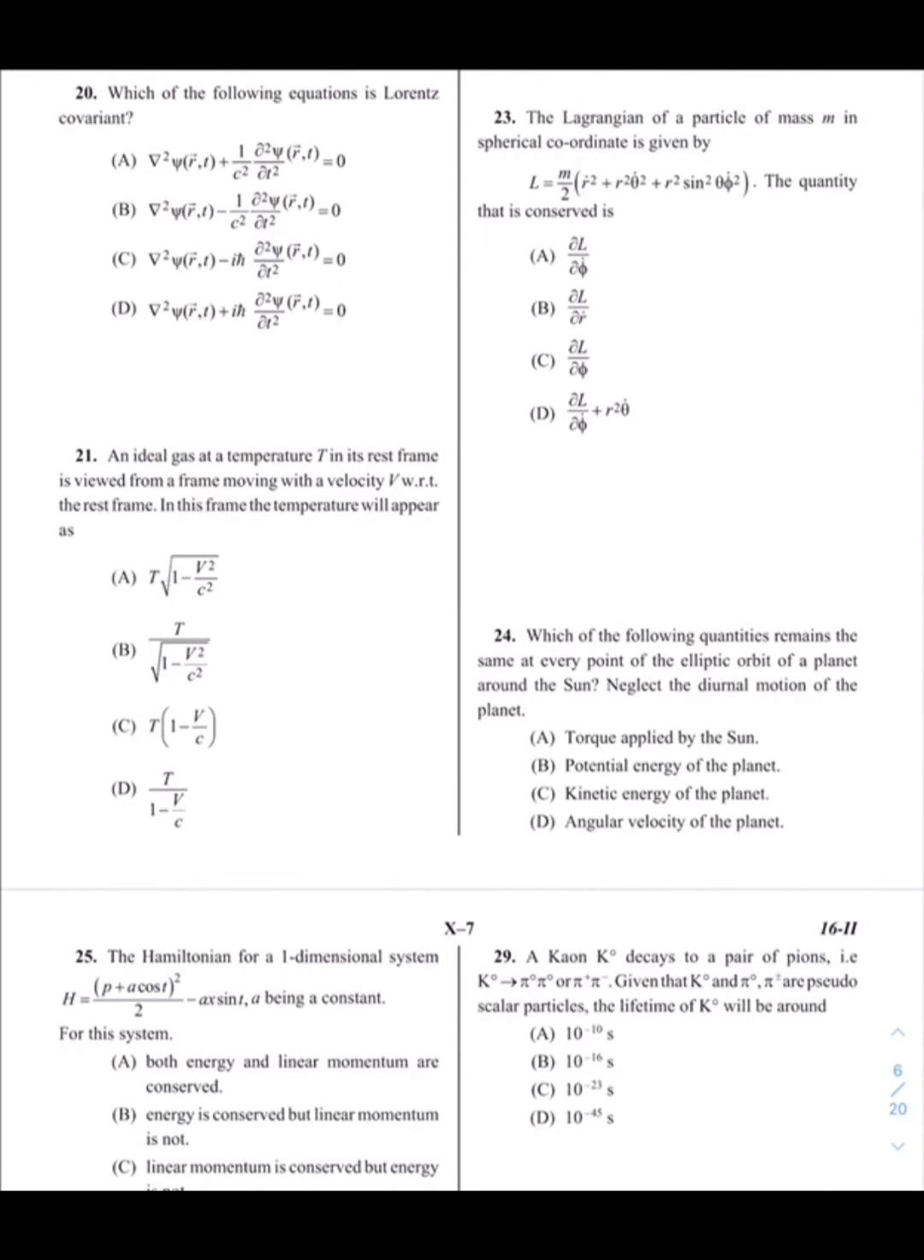An ideal gas at temperature T in its rest frame is viewed from a frame moving with a velocity v with respect to the rest frame. In this frame, what is the temperature? So we can use Wien's displacement law, which says that lambda times T is equal to a constant. So essentially from a rest frame, we have an ideal gas with lambda and T moving at a relativistic speed v.